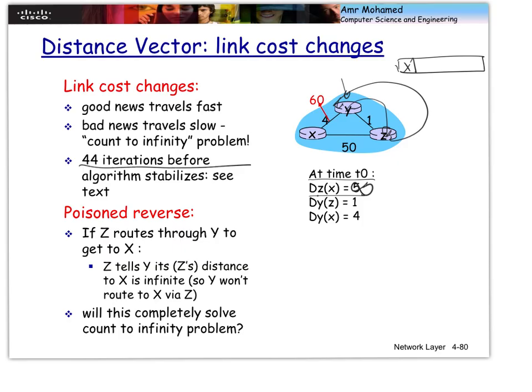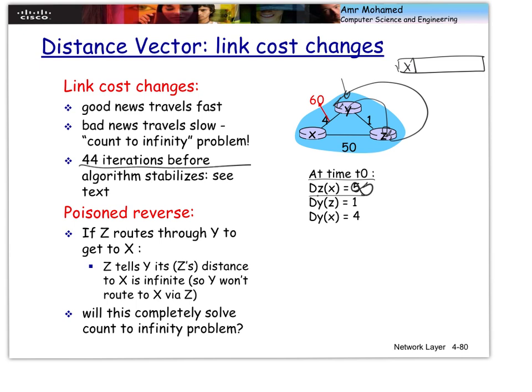So although Z has some distance to X, it's through Y, which means that Y owns this information. I should not inform Y about this. Is the concept clear? If I have the minimum distance to X through Y, then Y is the one that owns the information. I should not tell it the cost to X. I should tell Y that the cost to X is infinity. Okay? This is the rule. It's called the poisoned reverse rule. It's actually a rule, it's not an algorithm.